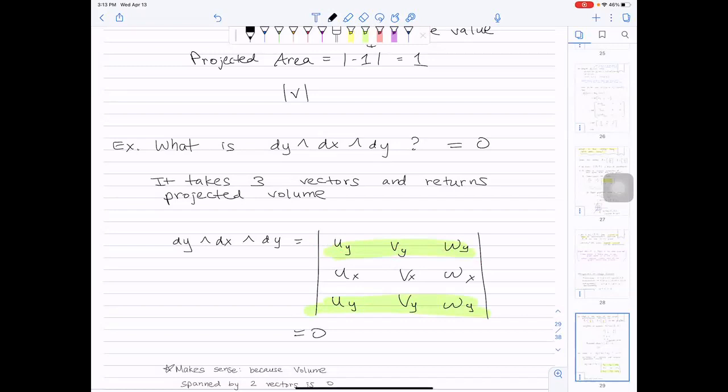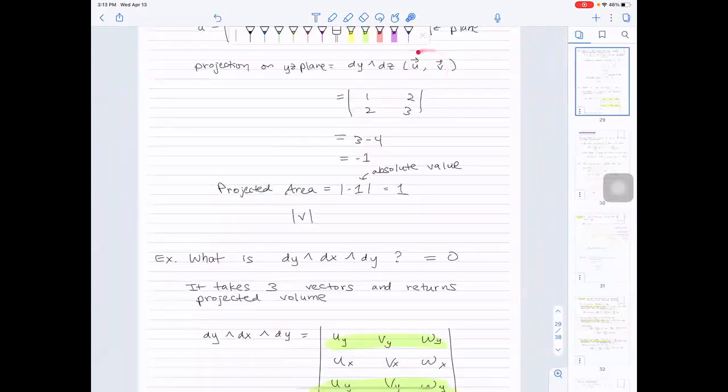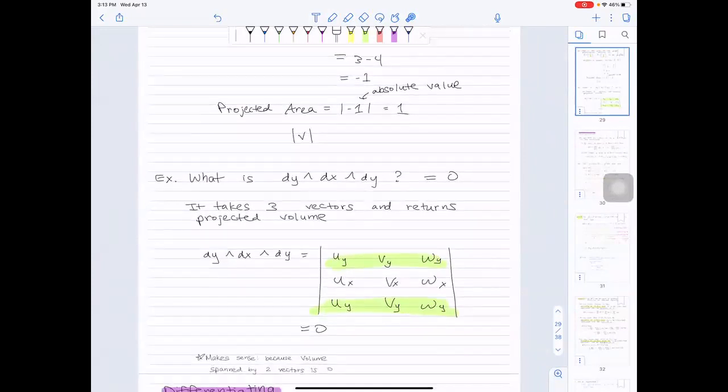And it makes sense because you think about, we have these two vectors. If we have 2 vectors u and v, and we let the 2 form eat the 2 vectors, well, the volume spanned by 2 vectors is 0 because 2 vectors is only on one plane. There's no volume. So it makes sense that this wedge product is 0. Okay, any questions on that?